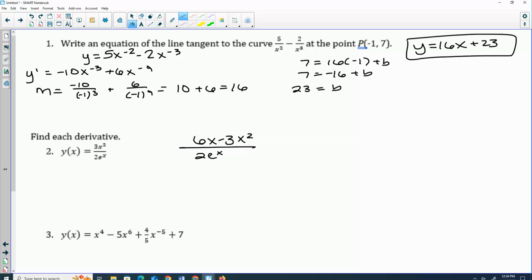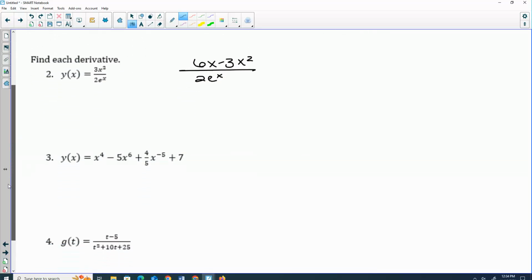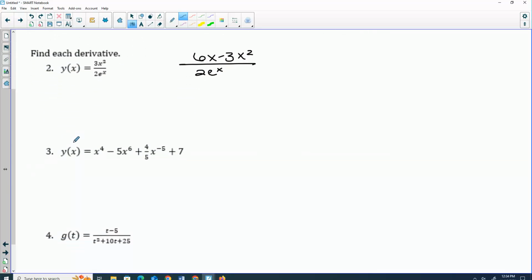Are you okay there? We have to do quotient rule. We need to work it. I didn't do quotient. Because you have e to the x on the bottom, you did do quotient rule. Number 3.